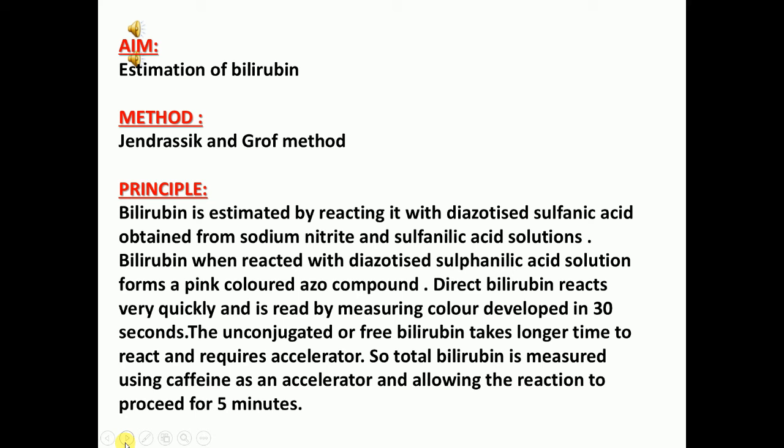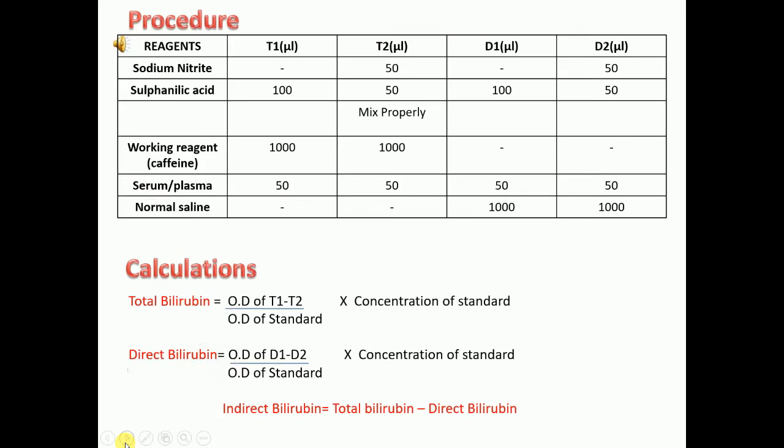So total bilirubin is measured using caffeine as accelerator and allowing the reaction to proceed for 5 minutes. Here the accelerator is caffeine, and in Malloy and Evelyn method the accelerator was methanol. For this also, the procedure we will be doing in lab and we will be discussing there only.